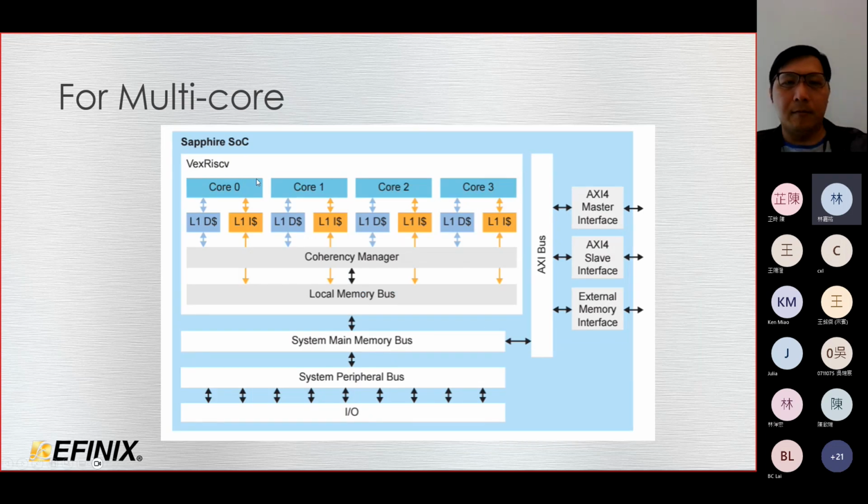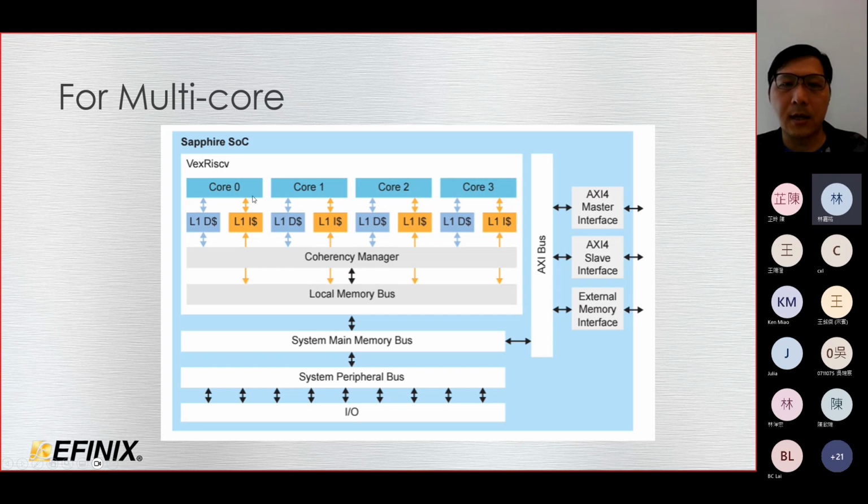So we get more about the SoC internal core. Yeah, we have the RISC-V core here. So we support multi-CPU, multi-core. Each core has an individual level 1 data cache and instruction cache.